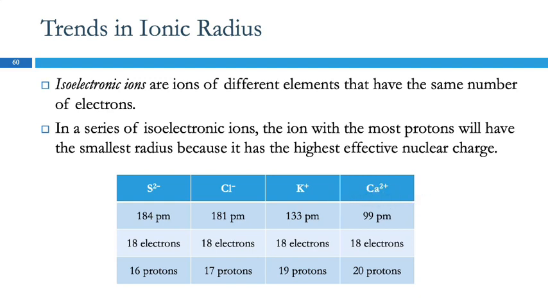What's happening here is we have a difference in charge on the nucleus. Sulfide has 16 protons, calcium has 20 protons. The 20 protons are going to attract the outer electrons much more strongly and pull them in, so these are going to be a lot smaller. This is 99 picometers, and that one's 184.